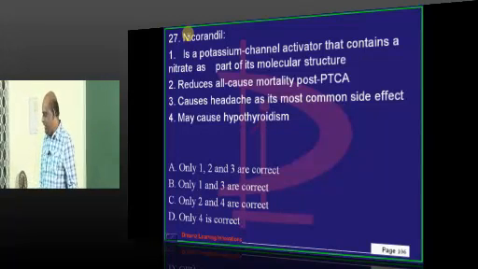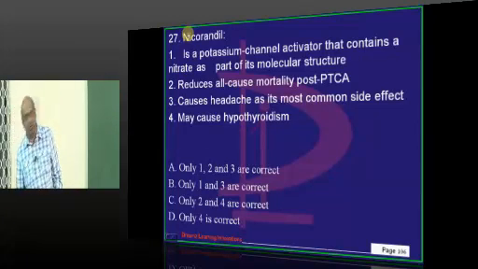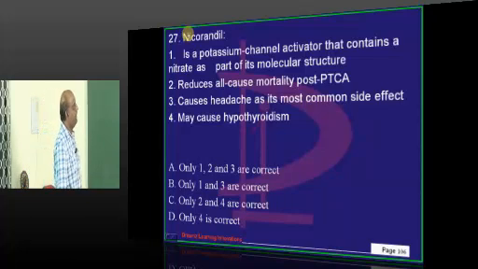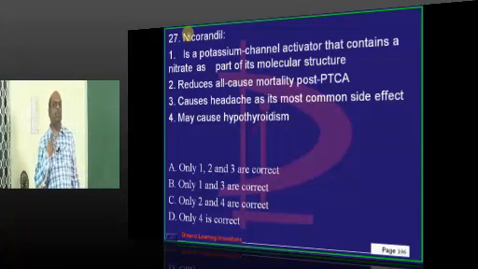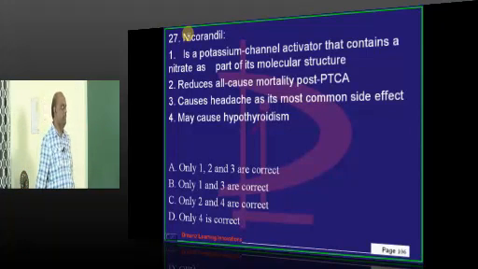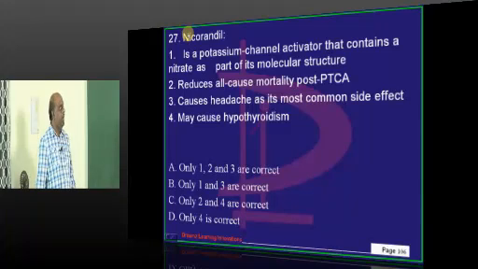Nicorandil, one of the very, very important drugs which you need to confidently answer. What is the effect of it on thyroid function? Do you think headache is a side effect of it?